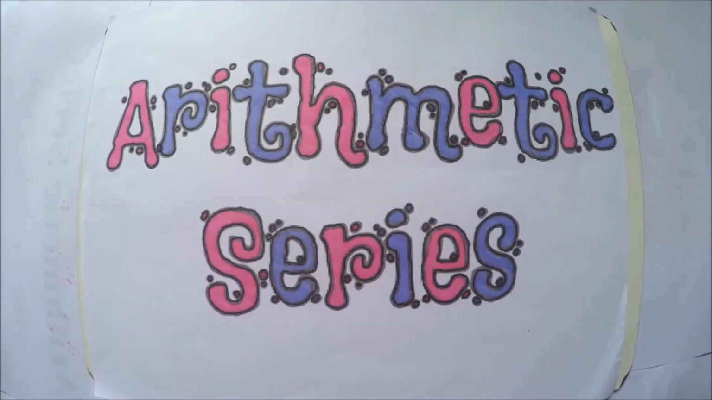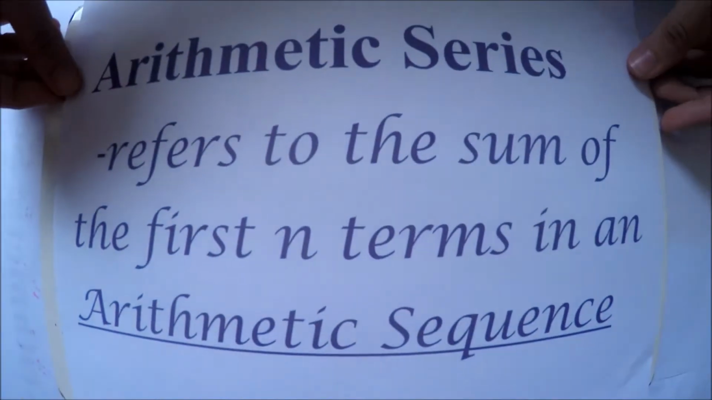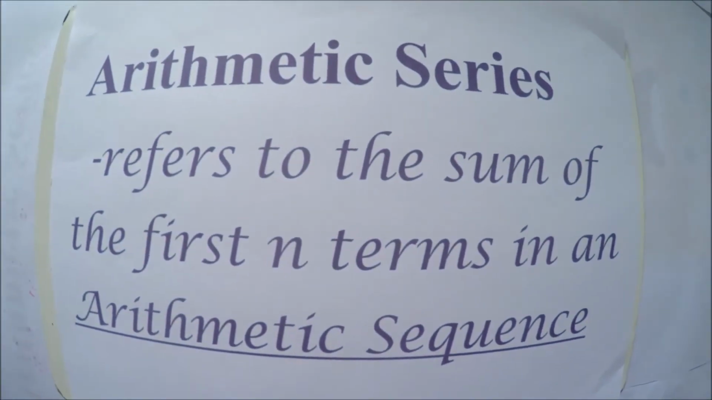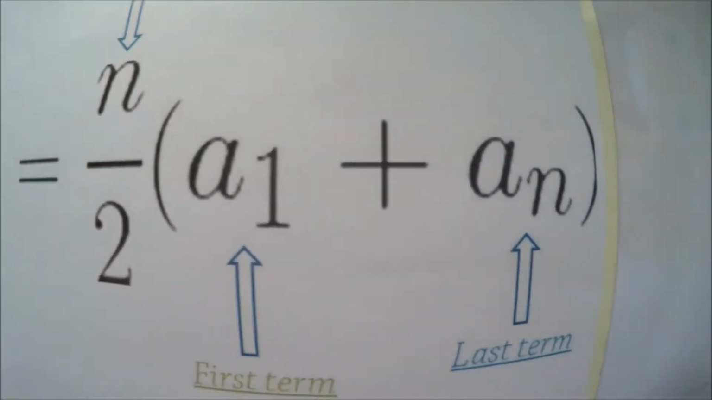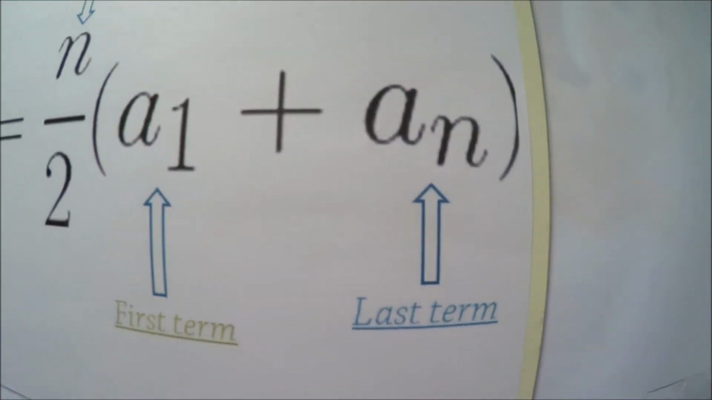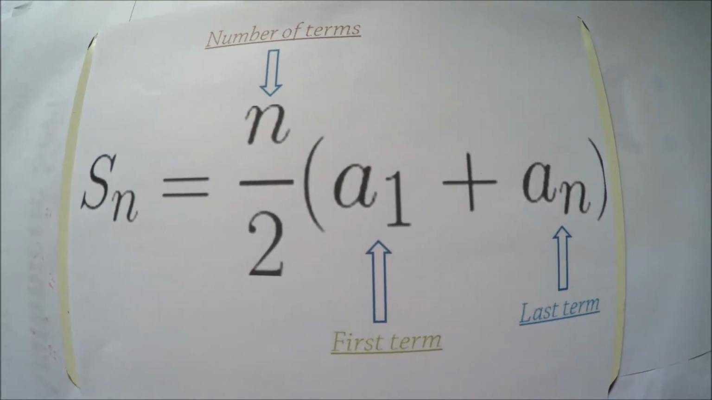Today, we will be dealing with arithmetic series. Have you ever wondered what an arithmetic series is? Well, an arithmetic series refers to the sum of the first n terms in an arithmetic sequence. Its formula is S sub n equals n over 2 multiplied by the sum of a1 and an, having n as the number of terms, a1 as the first term, and an as the last term.